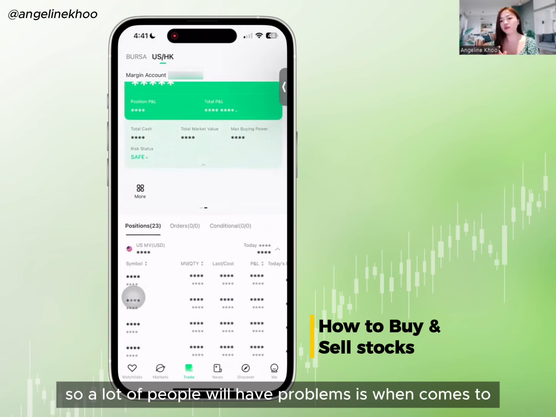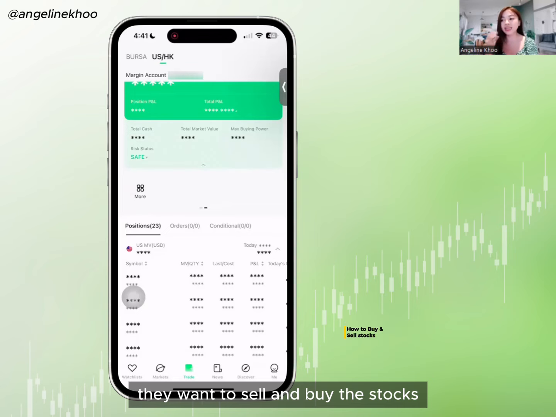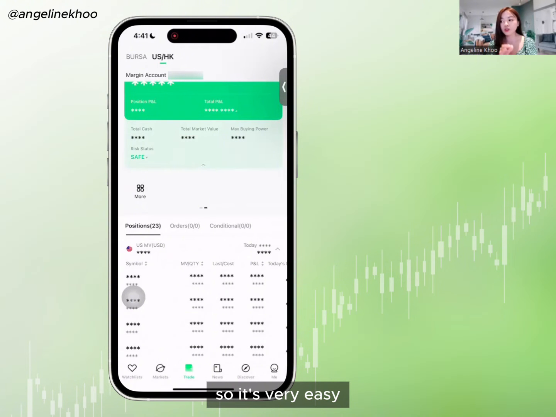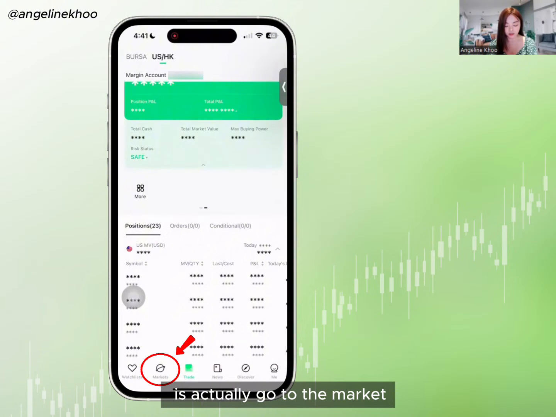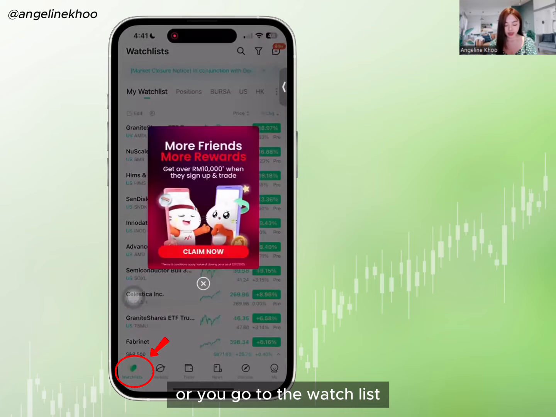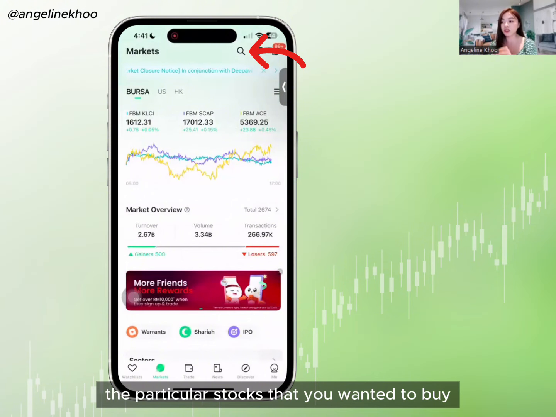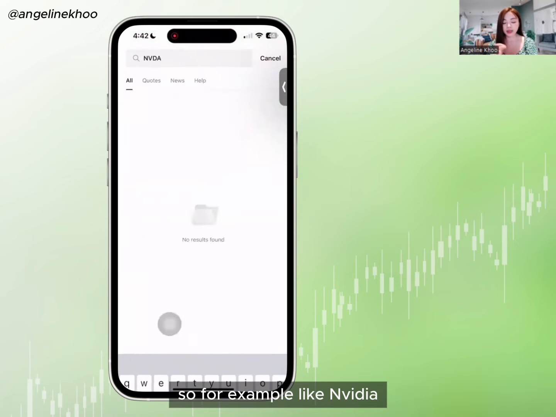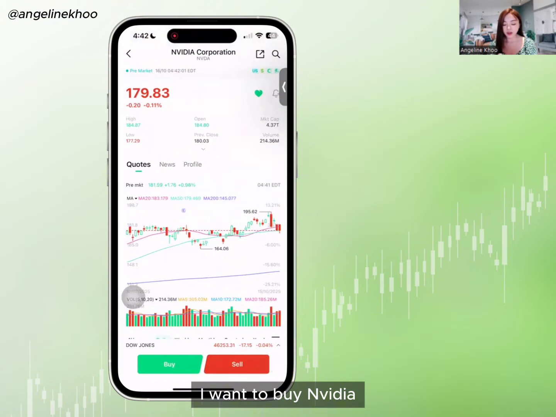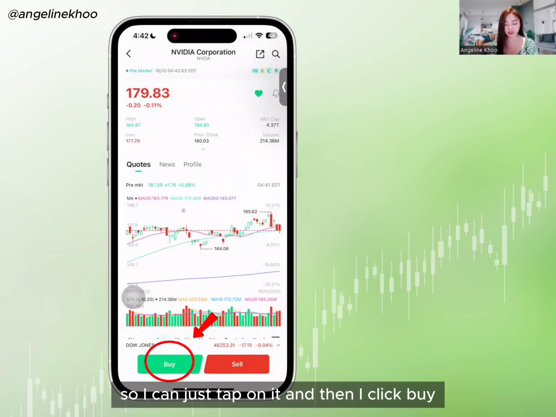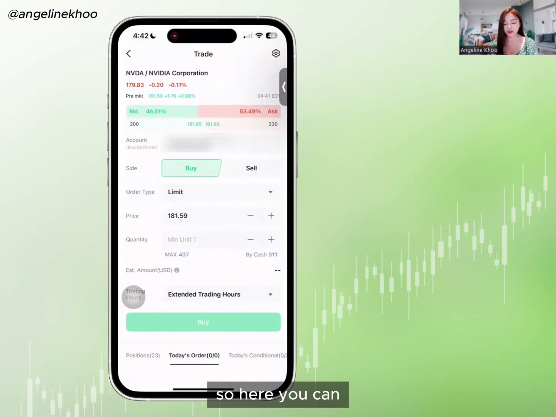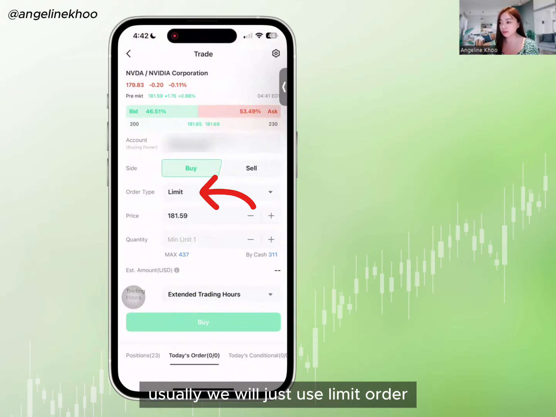After this, a lot of people will have problems when it comes to selling and buying the stocks. It's very easy. All you need to do is go to the market, or go to the watch list and you can search for the particular stock that you want to buy. For example, Nvidia, I want to buy Nvidia, so I can just tap on it and then click buy. Here, if you are buying into a share, usually we will just use a limit order.